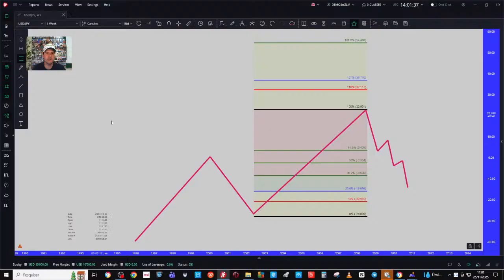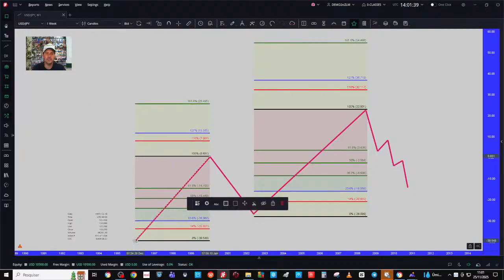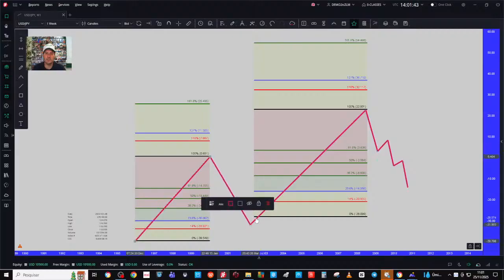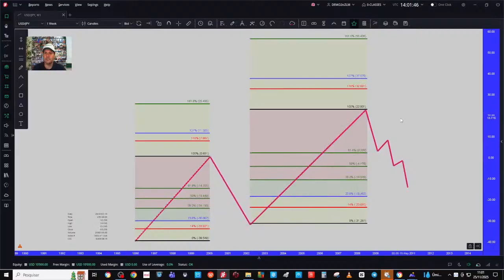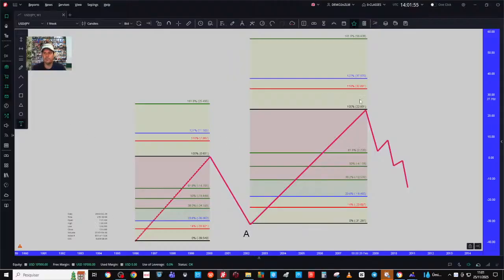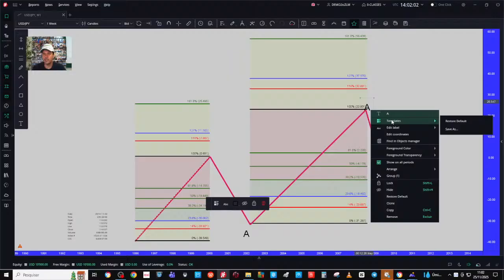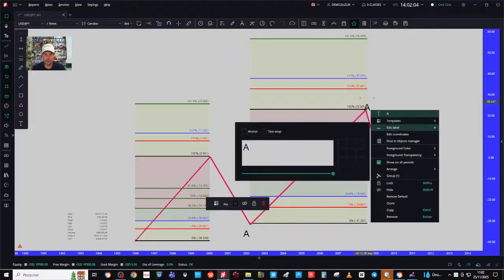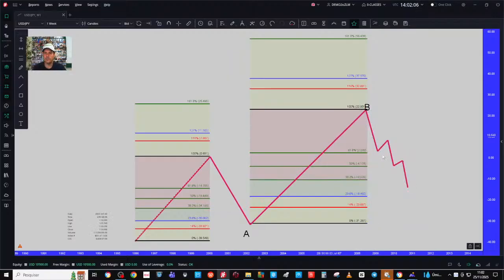Give me a second, everybody. Example, something like this. So down to here. And as always, the original Fibonacci is going to have the A, is going to have the B, and then we are going to have the C.